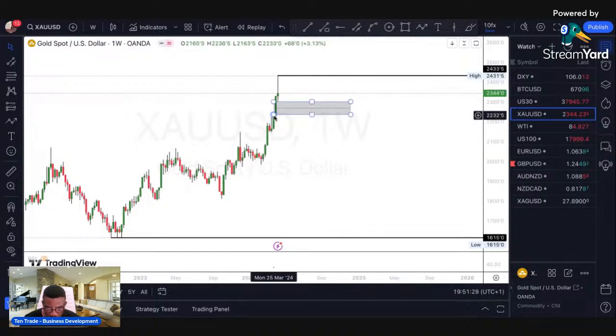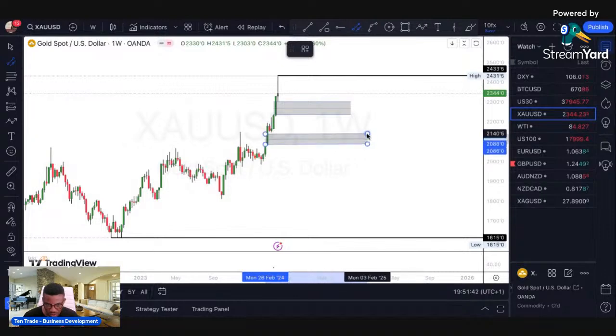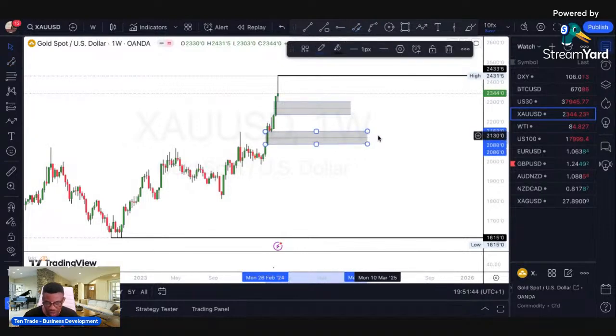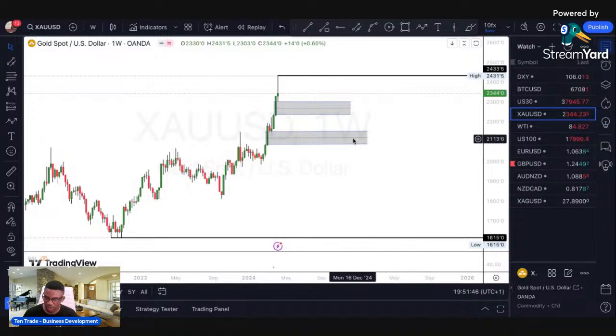There is a little tiny one between this and this. You can take note of that. And the other one again is here. If it breaks that first one we drew, the next one is going to be this. Another area of imbalance. Price has to come in here, pick up this place before going back up again.